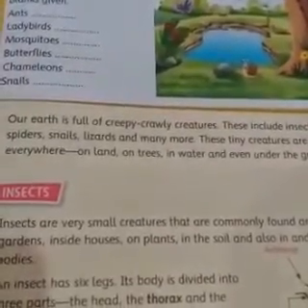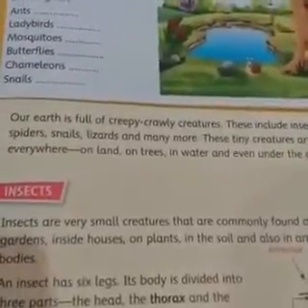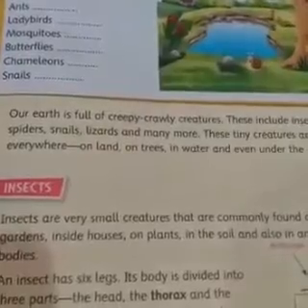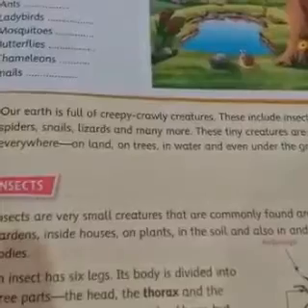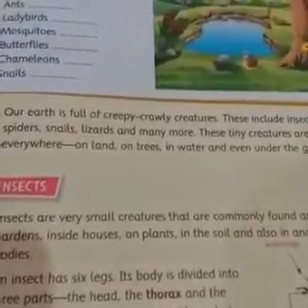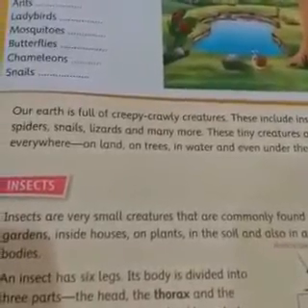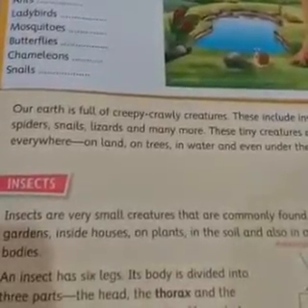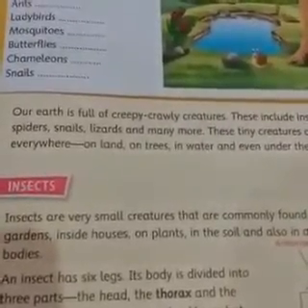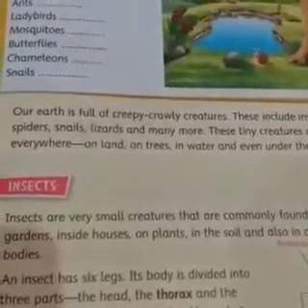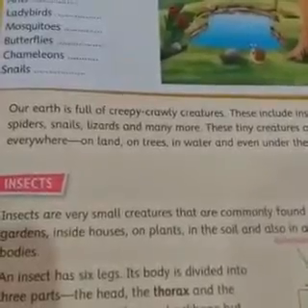These insects can be found everywhere. Like we can find them on land, on trees, in water, and even under the soil. Insects can be found in our houses also, in the corners of the house, in the garden, everywhere. In fact, we are all surrounded by insects. Now, some insects are useful to us, while others are harmful to us, like honeybee.